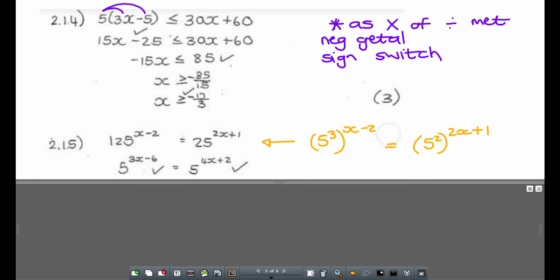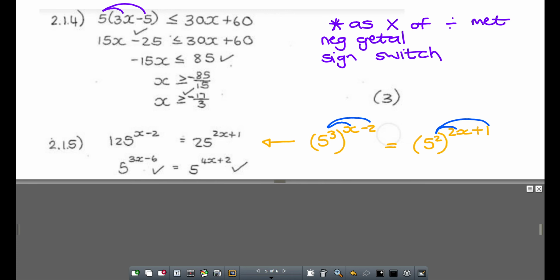Good. Now, you had to remember that when we have a power to the power, I've got to multiply these. So this will become 5 to the power 3x minus 6. Are you with me there? And then the same story here: when I have a power to the power, I must multiply them with each other. So 5 to the power 4x plus 2. Any questions up until there?